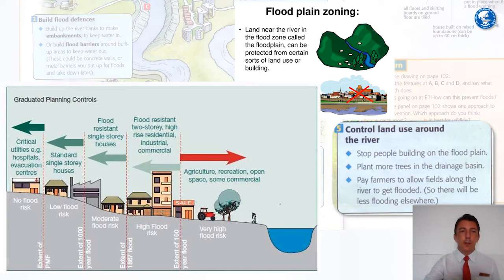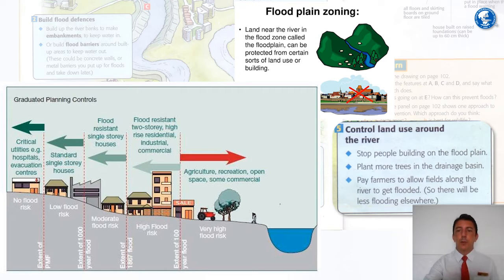So here's a diagram that shows some planning ideas. So the more important buildings, such as hospitals, are built further from the river on higher land. And as we get closer to the river, we use it for things like agriculture and recreation.